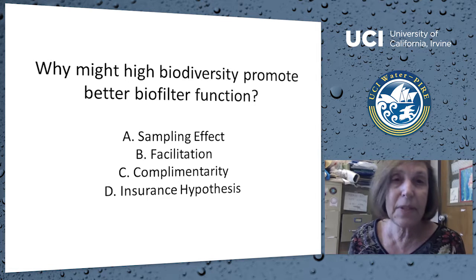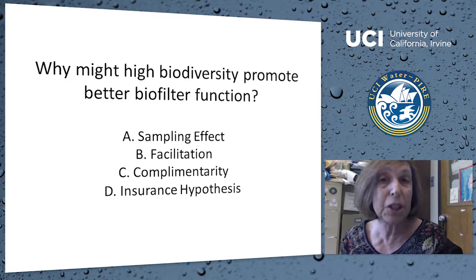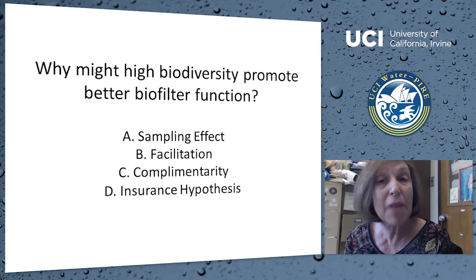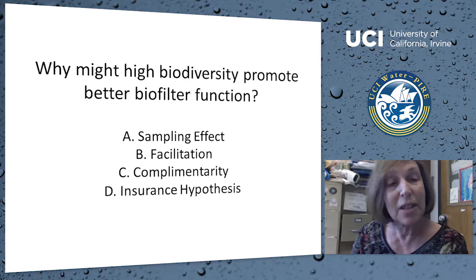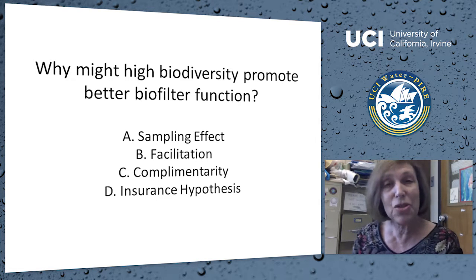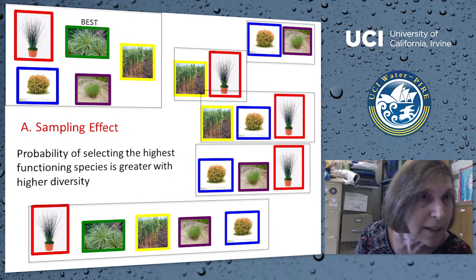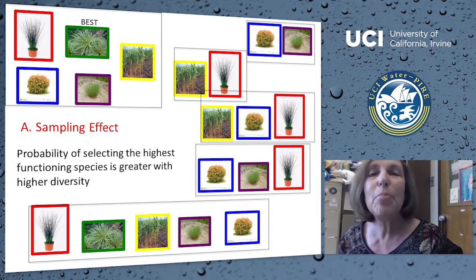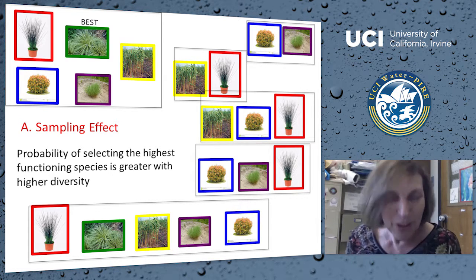If you go to slide 15, I ask, why might high biodiversity promote better biofilter function? And I want to talk about 4 hypotheses about why there might be a positive relationship between species richness and the function of biofilters. And to liven things up a little bit, I'm going to try to illustrate these theories not only visually with the slides, you can go to slide 16 now, but I'm also going to illustrate them with music. Hopefully you'll be able to hear.